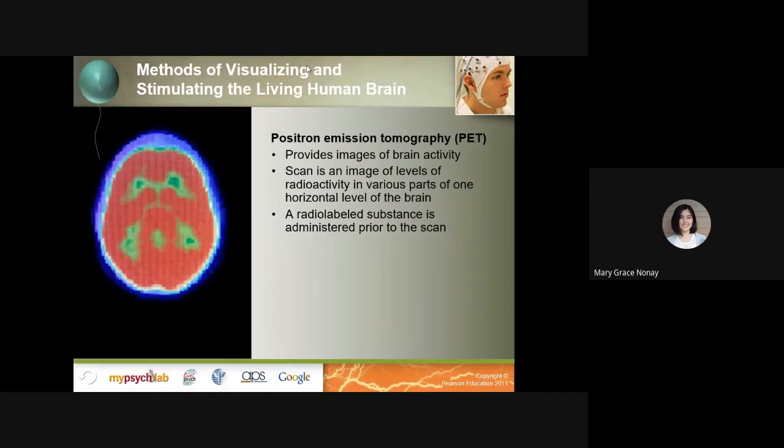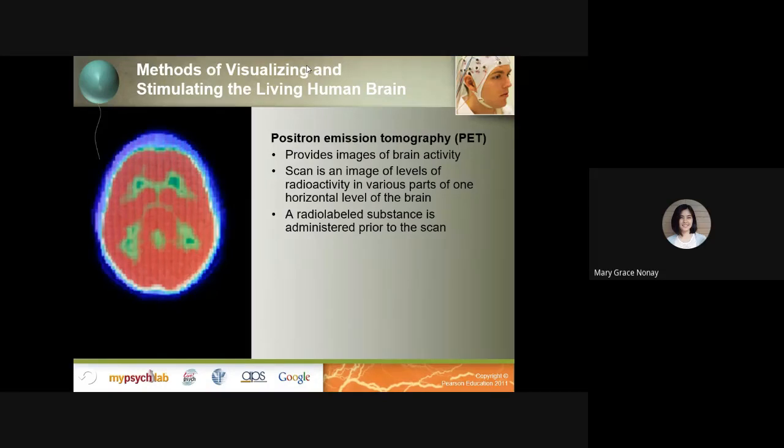A scan is an image of levels of radioactivity in various parts of one horizontal level of the brain. And a radio-labeled substance is administered prior to the scan. Okay, so they used the radioactive fluorodeoxyglucose, or FDG. It is injected into the patient's carotid artery. So it's an artery na nasa neck natin that feeds the ipsilateral cerebral hemisphere. Itong ini-inject sa kanila, it has a similarity to glucose, the primary metabolic fuel of the brain.